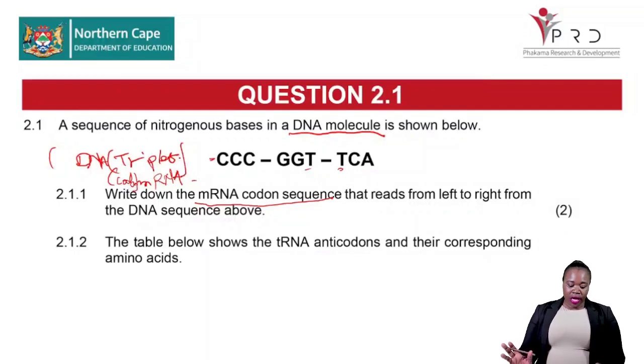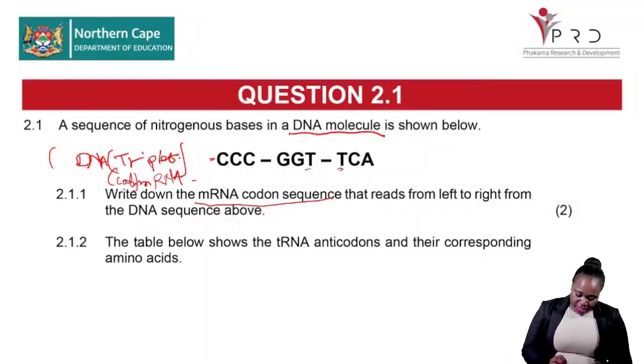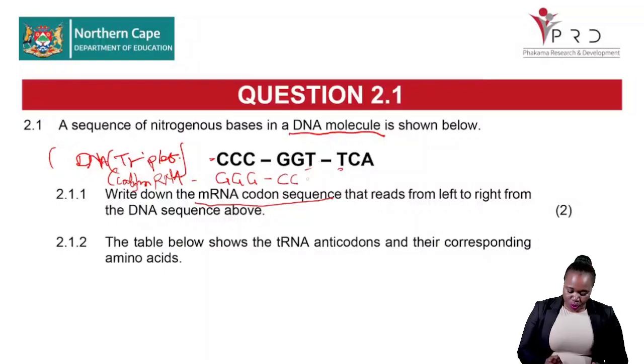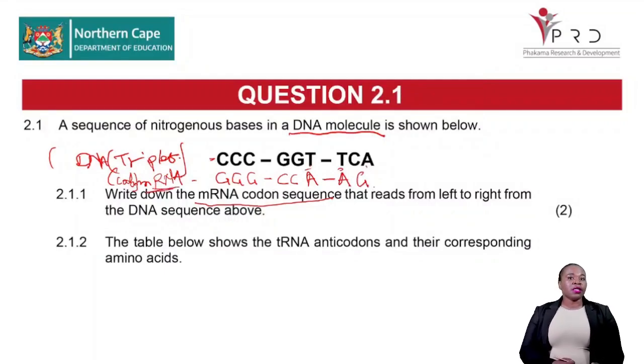So let's have a look at our answer. So we know that C pairs with G, so it will be G, G, G, and then G pairs with C, so we'll have C, C. T pairs with A, so it will be C, C, A. And then T again pairs with A, C with G, A pairs with U. Why does A pair with U? We are looking at RNA. In RNA, we do not have thymine, but we have uracil. Therefore, it will be AGU.